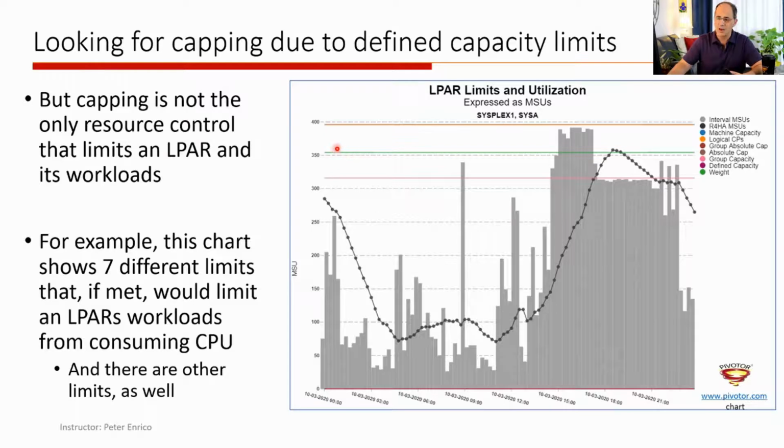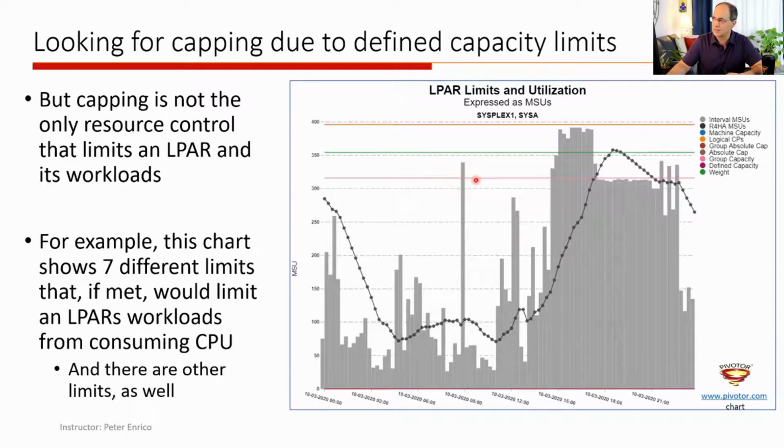The green line here is our weights. The weights may not be enforced, but when the weights are enforced, obviously that's going to be a constraint. And in this case, it's due to so many MSUs as well. So in other words, we can look at our weights and say, this weight represents this many MSUs if it's invoked. Or we have defined capacity limits, which I'm showing here in the pink line. And you can see here in this particular case, that's the actual limit that's being imposed.